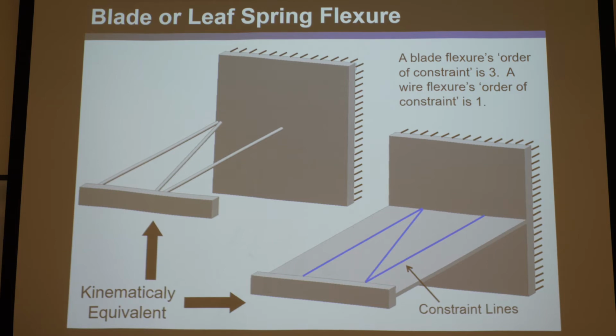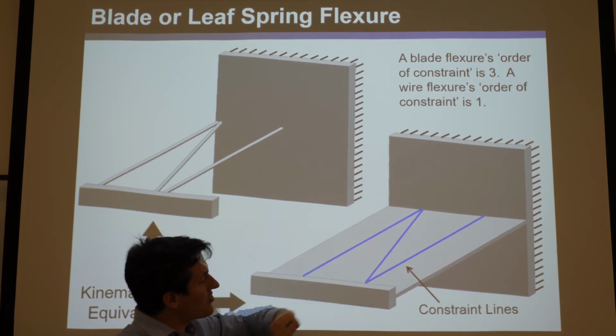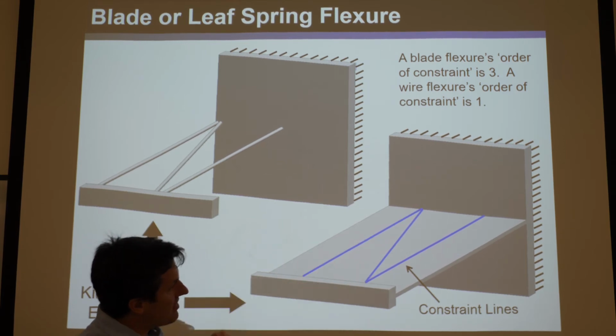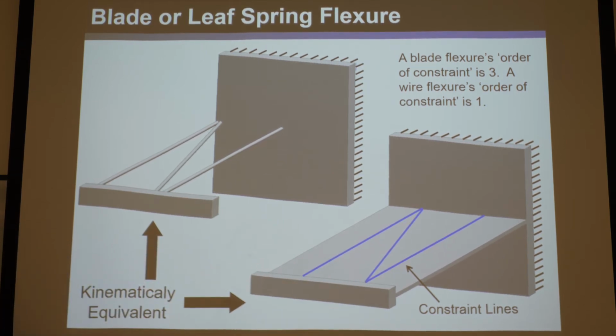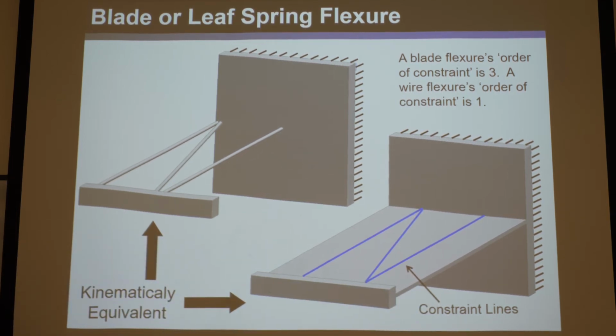Instead, it's more useful to use this concept of order of constraint. So by itself, this is not considered over-constraint in practice. It has an order of constraint of 3, though, because it has 3 independent, or non-redundant, blue lines in it that constrain 3 degrees of freedom. Okay, that's what's called an order of constraint of 3. Okay, a wire flexure, by the way, has an order of constraint of 1 because it just has 1 blue line in it, and it allows 5 degrees of freedom, right? But this has an order of constraint of 3 because there's 3 blue lines in it that are independent, and it allows 3 degrees of freedom. Okay.